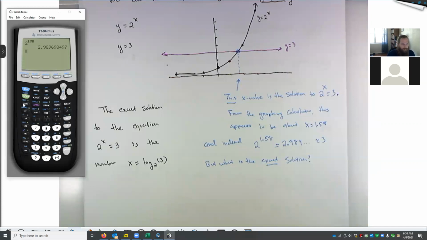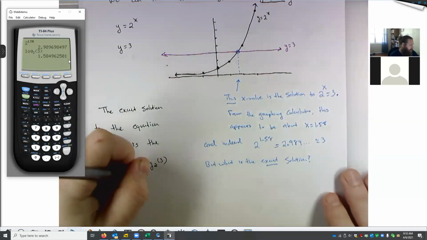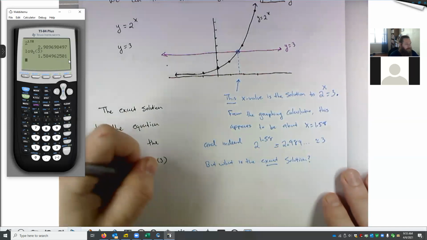And there is a way to enter arbitrary base logarithms in this calculator, although I'm so used to using the change of base formula. There it is. I can type log base 2 of 3. And you see I get 1.58496250. Now that is still just an approximation. The exact solution is log base 2 of 3.